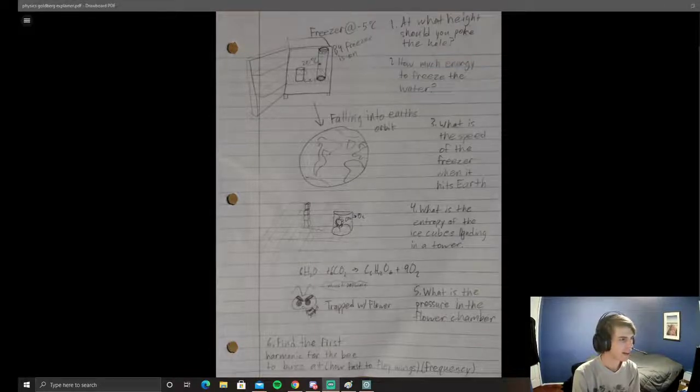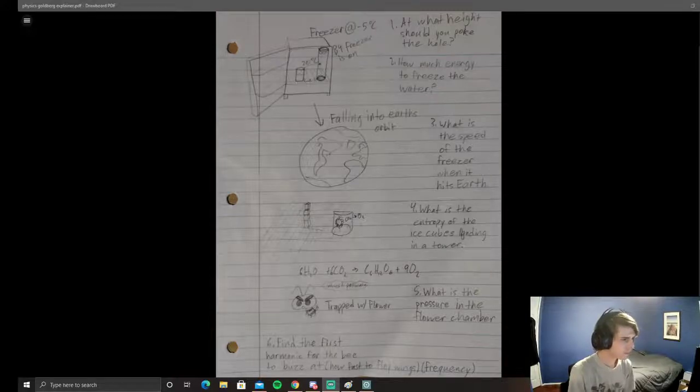After that, we want to find the entropy because miraculously, when this freezer crashes into Earth, the ice in the cup shatters perfectly into ice cubes. We're not going to calculate that part though. But we want to know the entropy of them all landing in a perfect tower in the mile radius that they could have landed. So there's the entropy part.